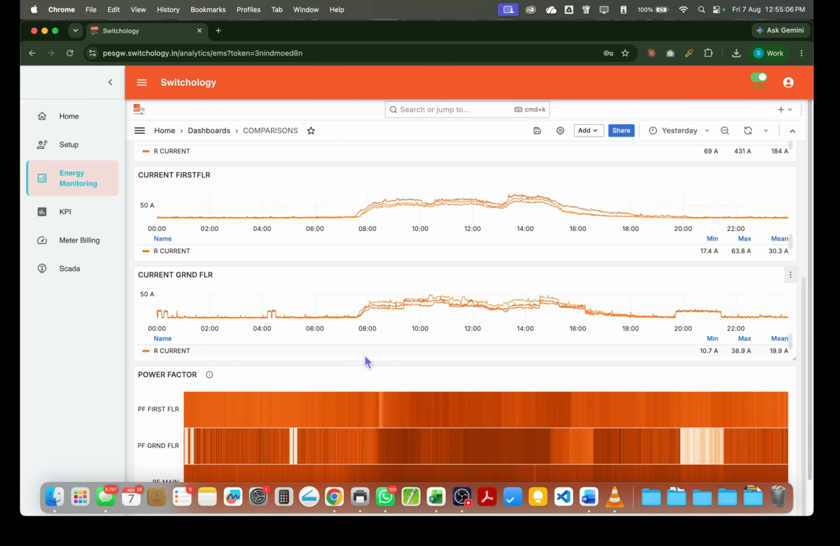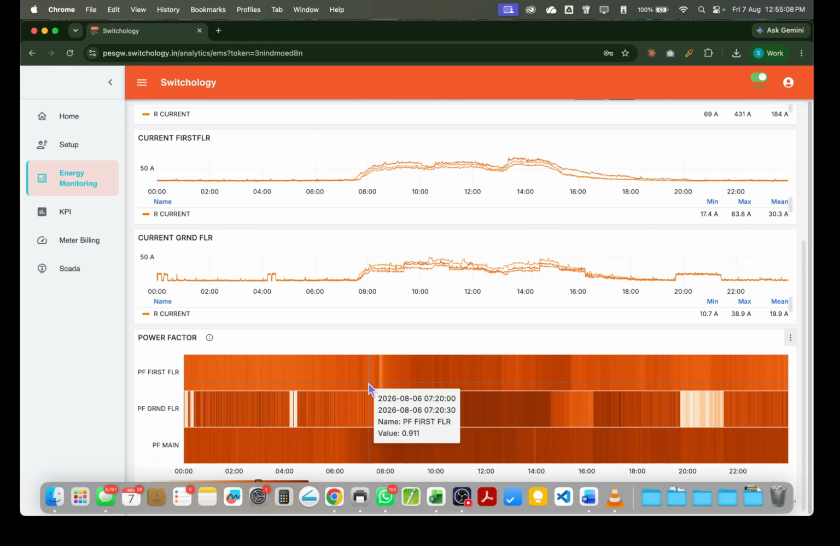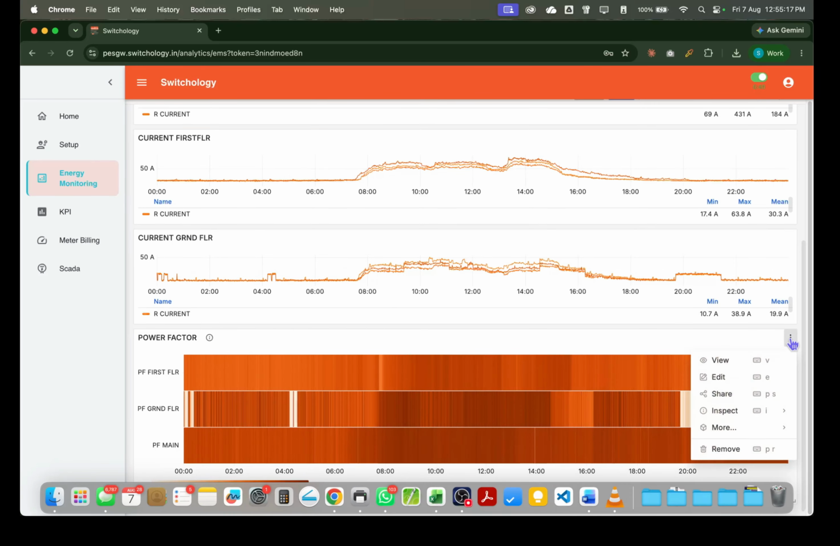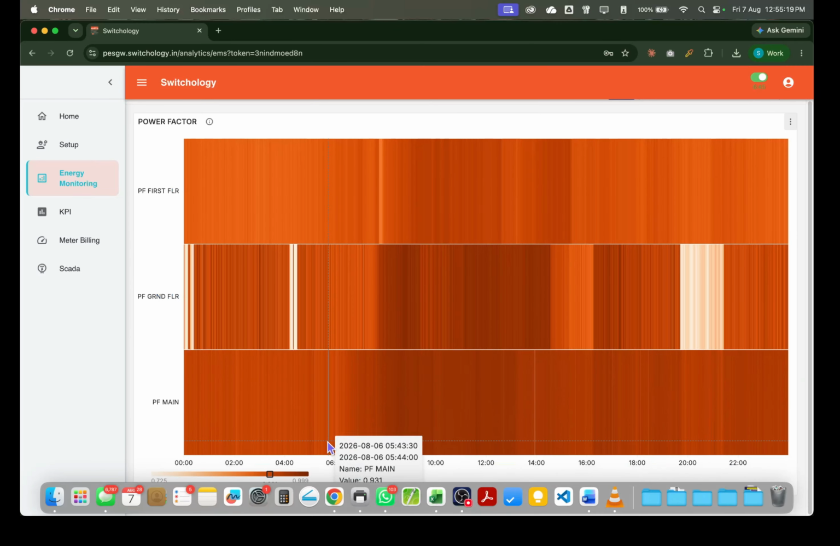Now another important thing that we plotted here is the power factor. The power factor for the EB main is good, and there is no issue here. We can make this chart much bigger. If the power factor goes less than 0.8, then there will be penalty issues. But most of the main reading power factor is ideal, which means there won't be any penalties that you will see in the BESCOM bill.